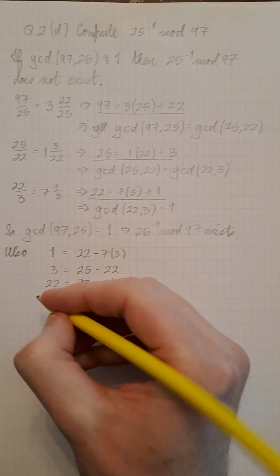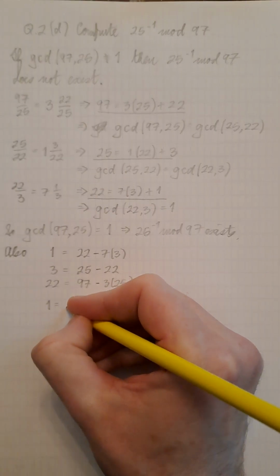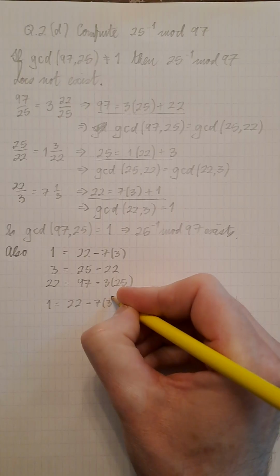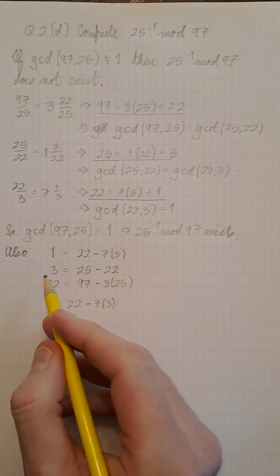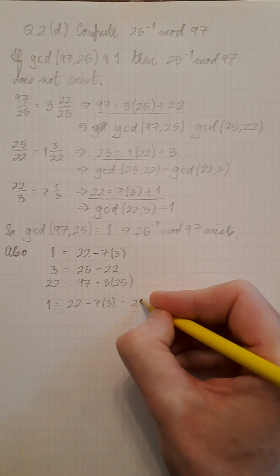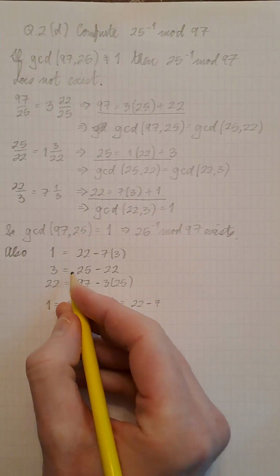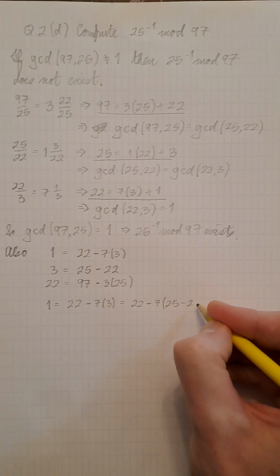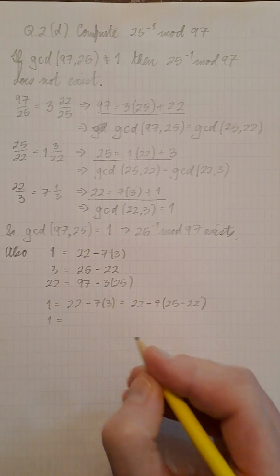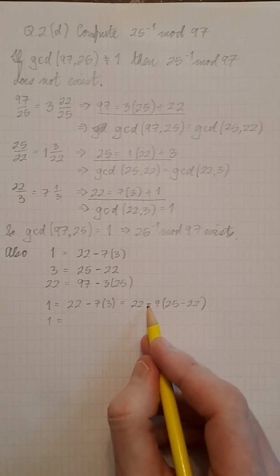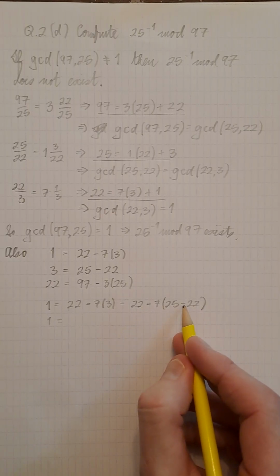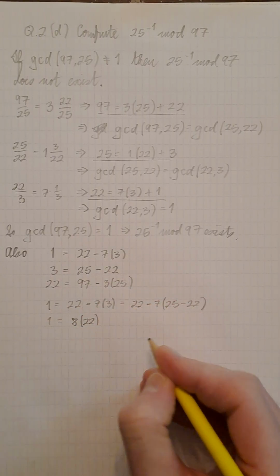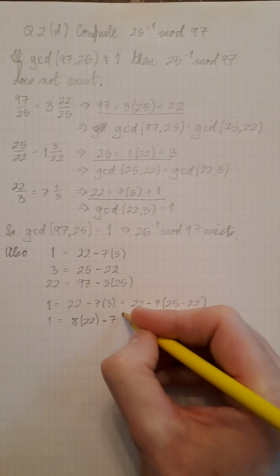So starting from here, 1 is equal to 22 minus 7 times 3. And we replace the 3 by, from this equation, 25 minus 22, which tells us that 1 is equal to 22, and minus 7 times a minus is a plus 7, so that's 8 times 22 minus 7 times 25.